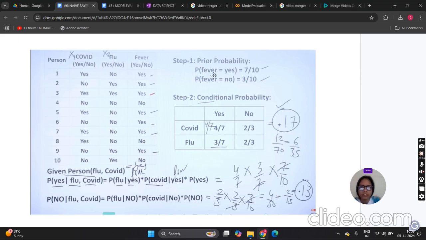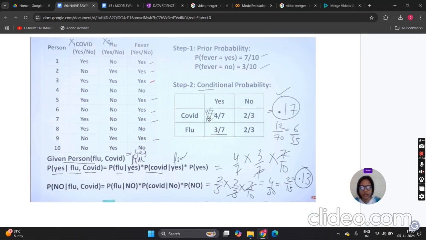So prior probability: if fever is equal to yes, we want to calculate the probability here. The total data set is 10, and we have to calculate fever equal to yes. Fever equal to yes is a total of 7. So 7 by 10 is the probability of fever equal to yes, and fever equal to no is a probability of 3 by 10. So here we use conditional probability to calculate this.